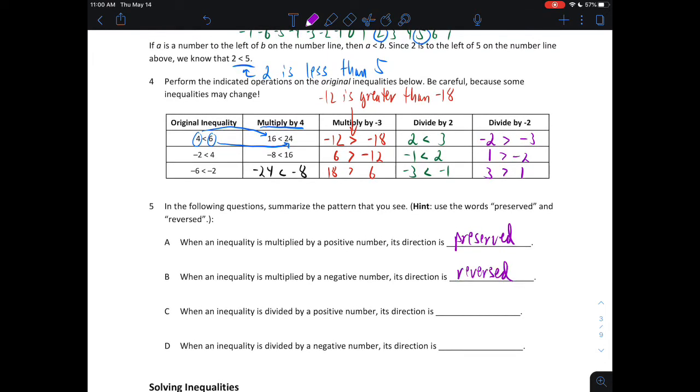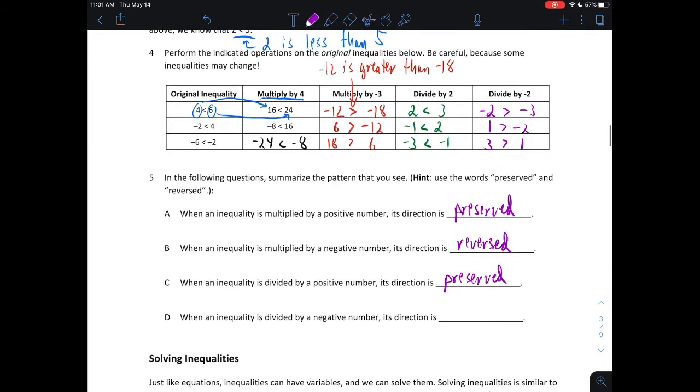Part C, when an inequality is divided by a positive number, again, the original inequalities, the points are pointing to the left. When we divided by 2, where I have them in green, those are pointing to the left still, so they are preserved. And then finally, part D, when the original inequality was divided by a negative number, negative 2, the direction was reversed. So when an inequality is divided by a negative number, its direction is reversed.